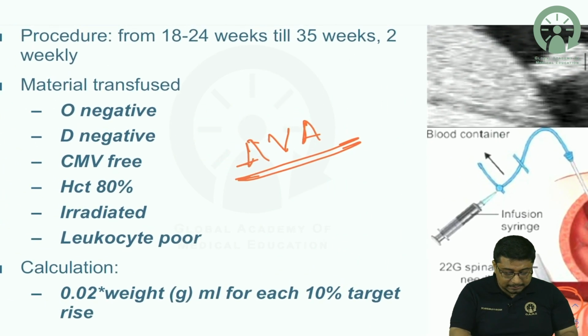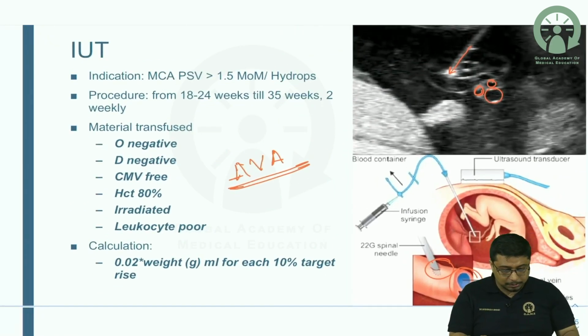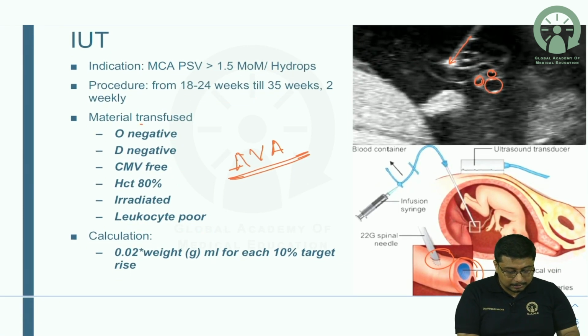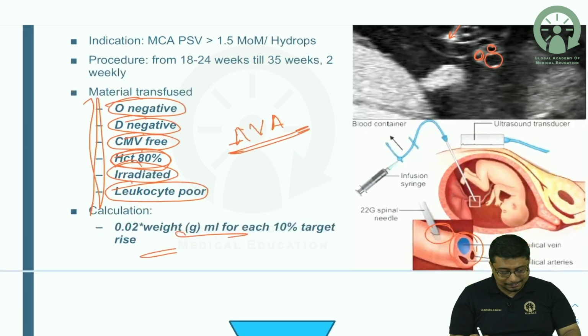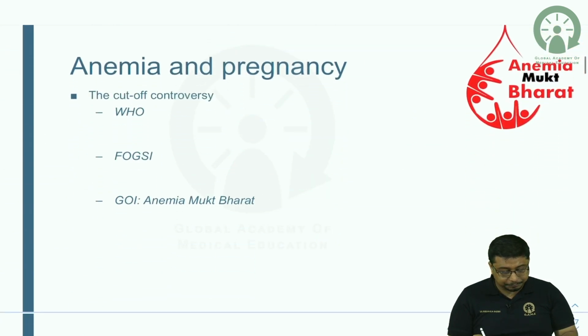So what is the blood that we transfuse to the fetus? This is O negative, D negative or Rh negative, cytomegalovirus free, a very concentrated blood, hematocrit 80%, irradiated to make it leukocyte poor, right? So remember this, and this calculation is actually not required.